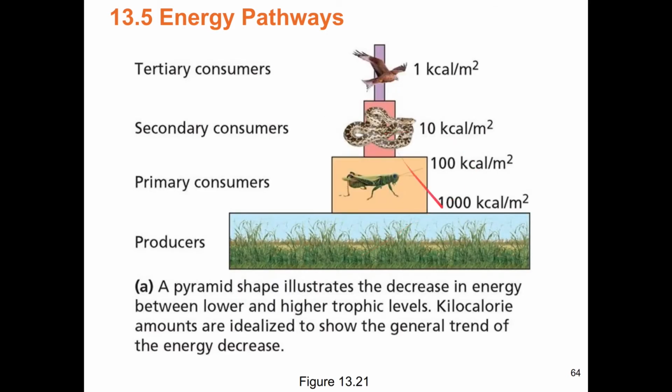So here we've got a food pyramid. We've got producers making 1,000 calories. We've got consumers making 1,000 calories. We've got consumers making 10 calories. And then finally, only 1 calorie is making it up to the tertiary consumer because at each step, 90% of the energy is lost as heat.